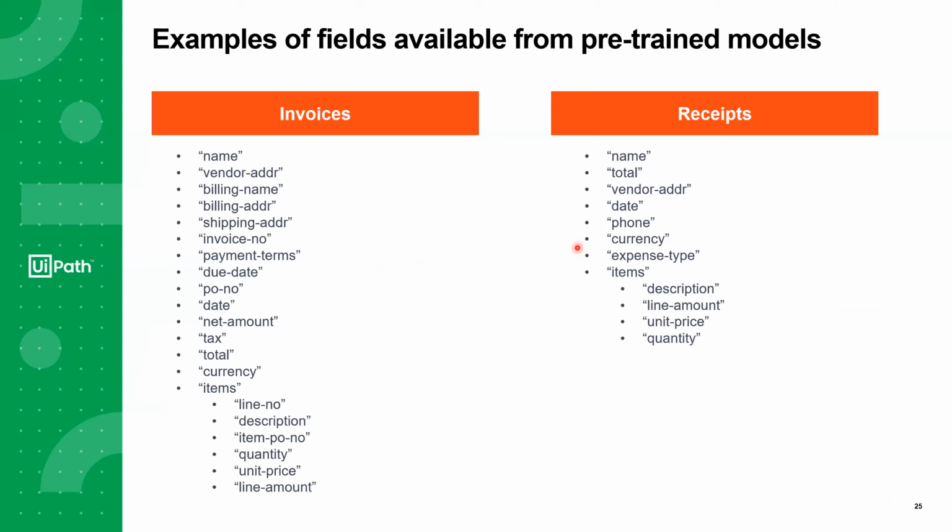So with the machine learning models, we're sending in invoices and receipts, and these are the fields that we're returning from that machine learning model that are needed for invoice processing and receipt processing. I won't go into it in any detail, but you can see for yourselves there's quite a good set of fields that are returned.